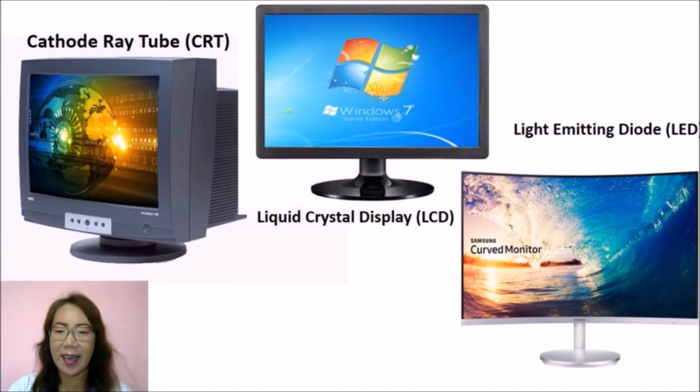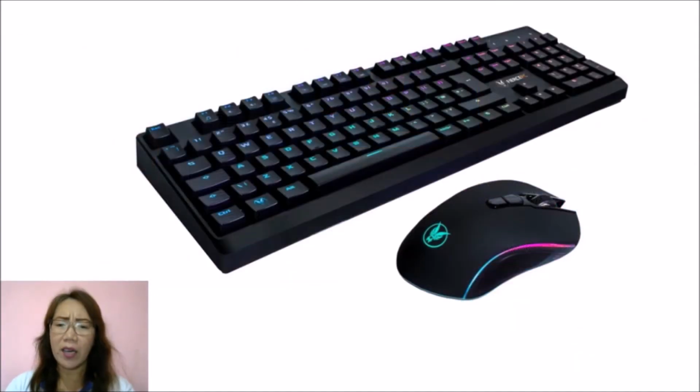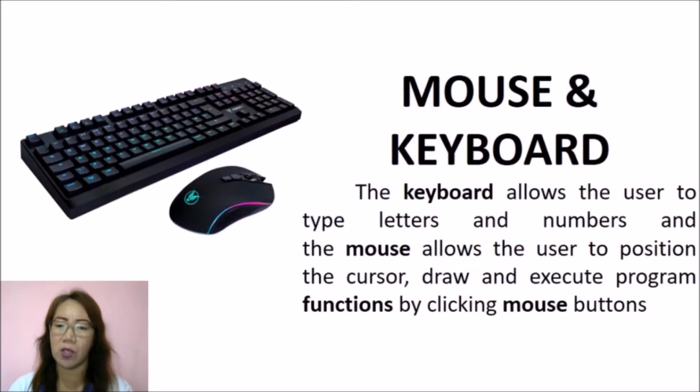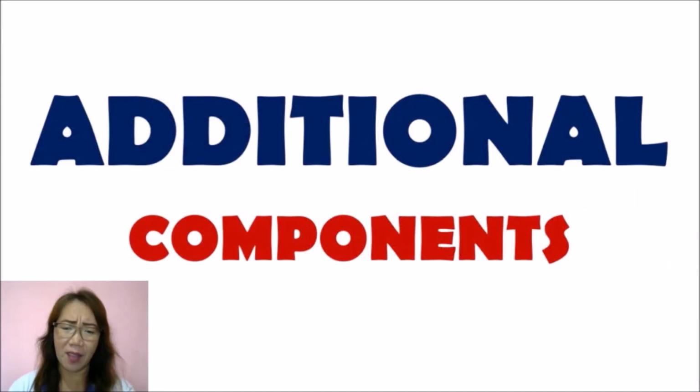Okay, next. Of course, you know this one, right? That is your keyboard and mouse. The keyboard allows the user to type letters and numbers, and the mouse allows the user to position the cursor, draw and execute program functions by clicking the mouse buttons. Okay, next. So basically, those are our basic parts of the computer.